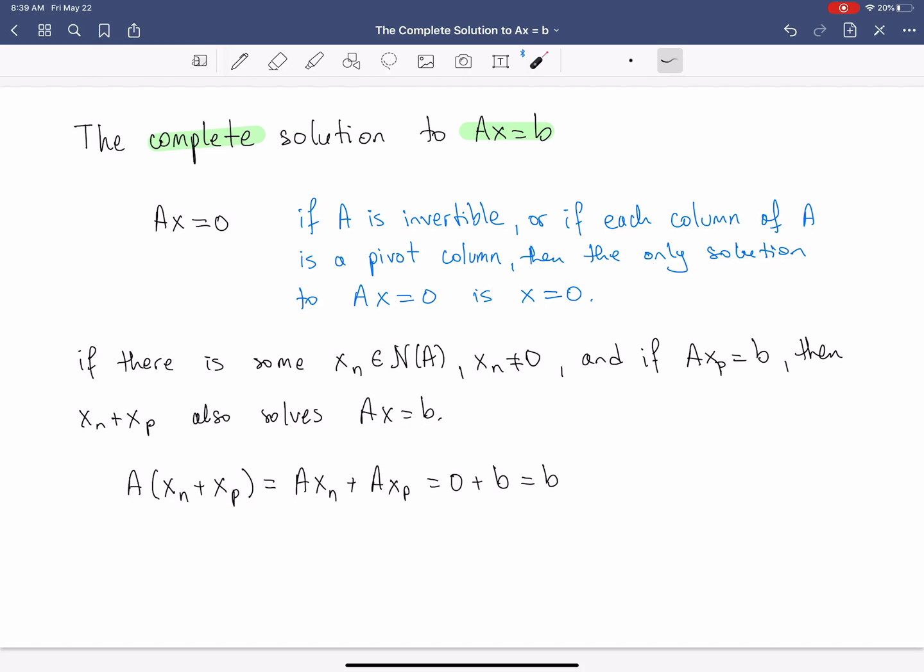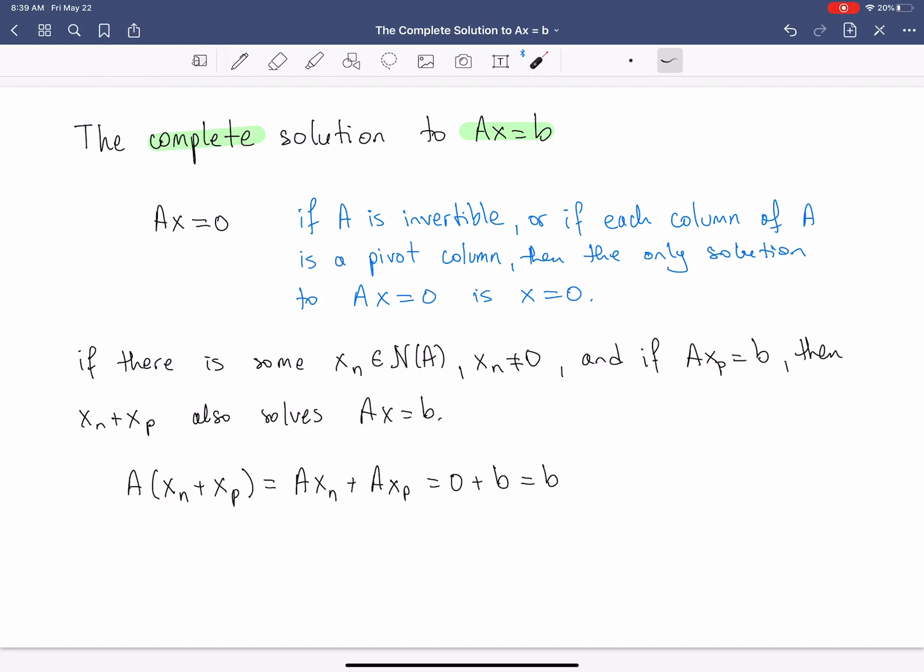And I say one particular solution because we get all other solutions by adding vectors from the null space of A. So in other words, the complete solution would be this expression, where xn could really be just anything from the null space of A.